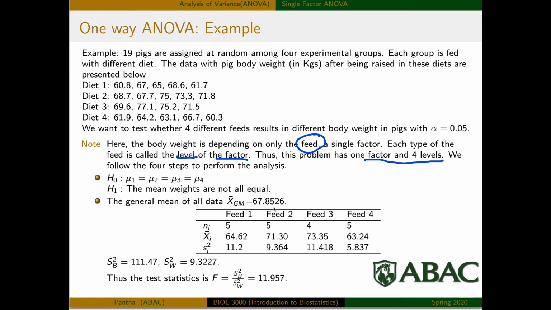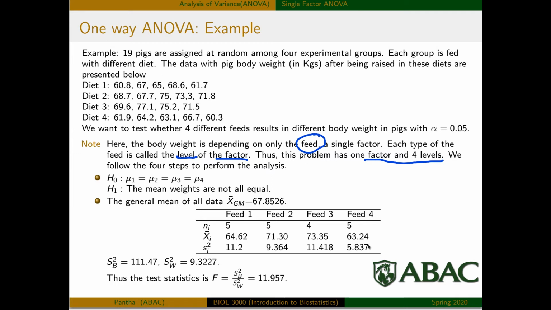So that's what you will get, that is the X bar GM. Similarly, you find out the X bar of the first sample, second sample, third sample, fourth sample. These are the sample sizes of the samples: feed 1, feed 2, feed 3, feed 4, so diet 1, diet 2, like that. And X i bar are the sample means of each of the samples, and the sample variance of each of those samples. That's what we found. We use a calculator to find those, or you can use R, not a problem.